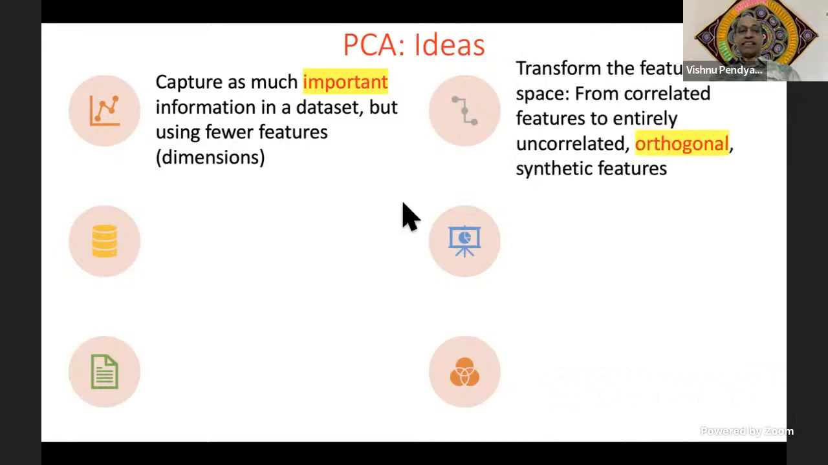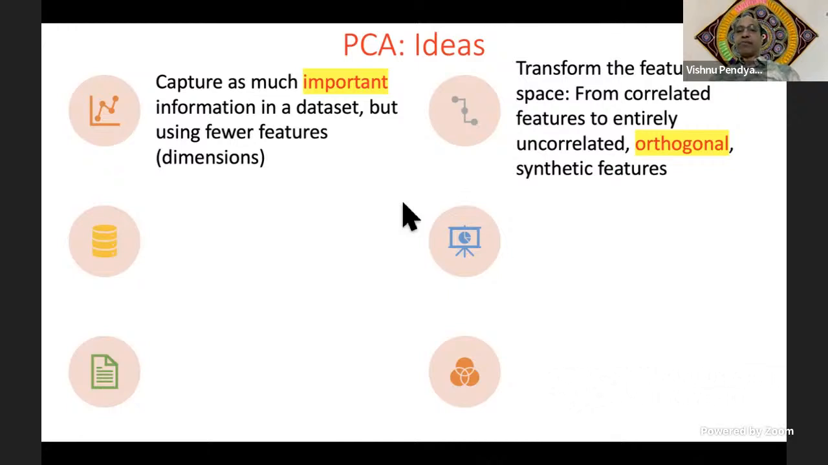And the other point to note is that these features are orthogonal. That means they're perpendicular to each other. So you are transforming the feature space from correlated features to entirely uncorrelated orthogonal synthetic features. Just like in the diet plan, the synthetic features are orthogonal. There's absolutely no relation between carbohydrates and protein. They're completely independent of each other. If you take donuts and a bagel, there is some similarity, right? Donuts and bagels have carbohydrates and probably some amount of fat. But there is no commonality between protein and carbohydrates. They are orthogonal. They are 90 degrees to each other. So when the vectors are orthogonal to each other, they are completely independent of each other.